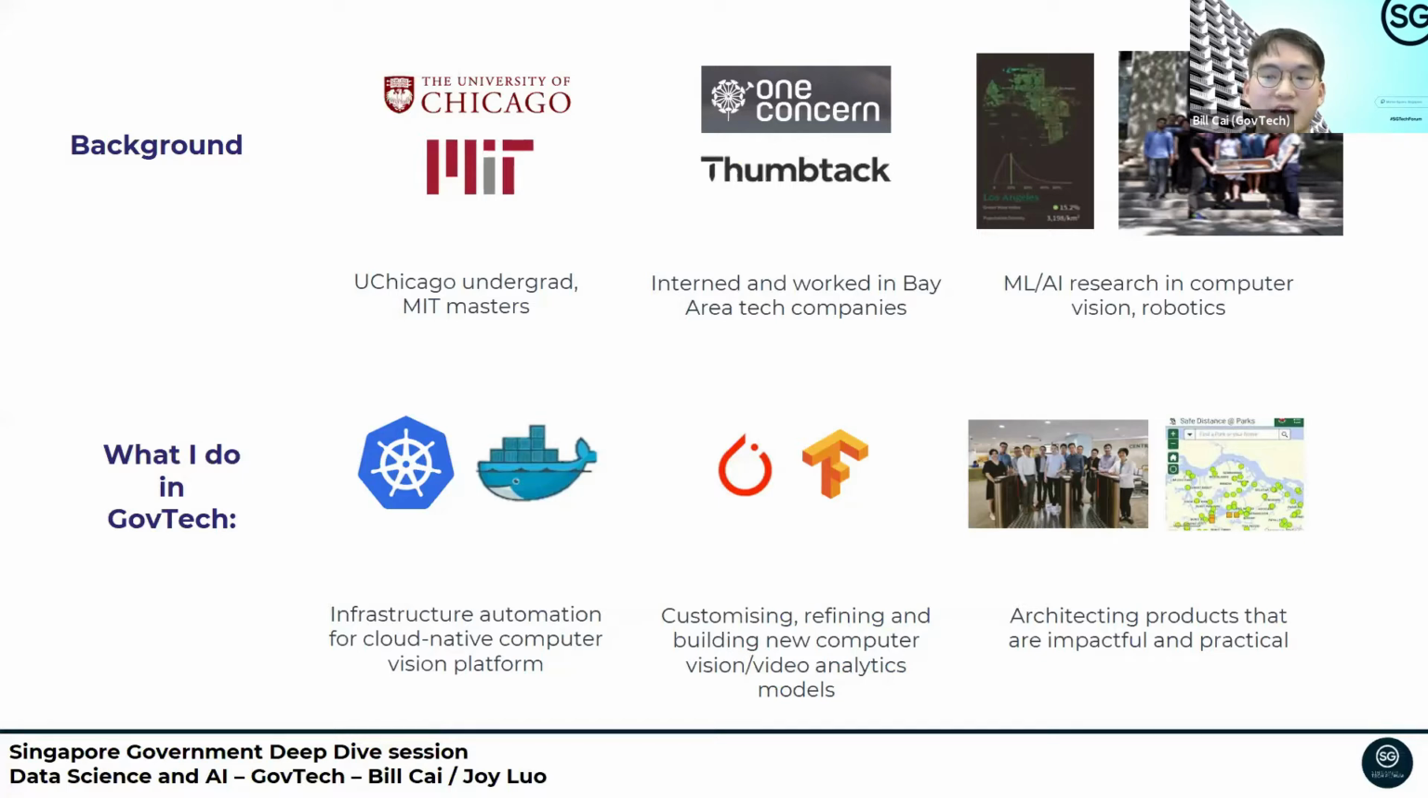I also work on refining and building new computer vision models, and also on architecting systems and products that are impactful and practical. One such product that I had a chance to work on is the people counting system behind Save This Parks, which is the NParks website that allows visitors to see how crowded parks are. We managed to spin up a prototype within 2 weeks, and now we managed to scale to parks cameras nationwide so that NParks officers don't have to physically go down to parks to do crowd estimation.